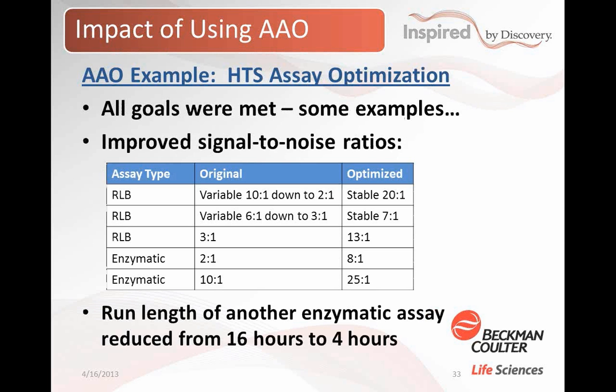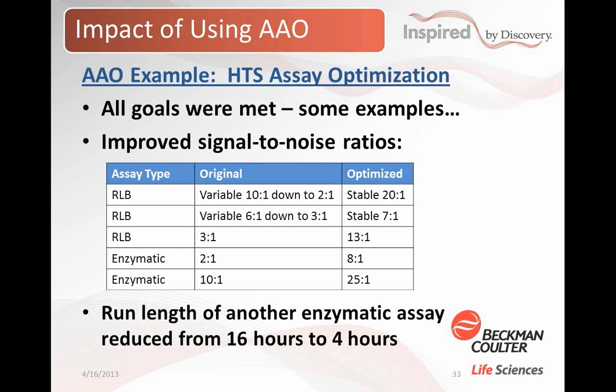Some of the results were rather astounding. The goals were met across the board. And in particular, the signal-to-noise ratios were very, very impressive. They had one radioligand binding assay that had as bad as a 2-to-1 signal-to-noise ratio, but it was highly variable, so you couldn't rely on your results from one step to the next. After optimization, it was stable, and they got a 20-to-1 signal-to-noise ratio.